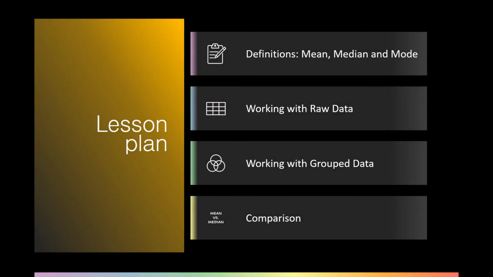In this lesson, we're going to discuss measures of central tendency. Specifically, we're going to talk about the mean, the median, and the mode, and how we can calculate these when we're working with raw data and grouped data respectively. Lastly, we're going to compare the mean against the median, and we're going to discuss when the mean is actually unreliable in comparison to the median.